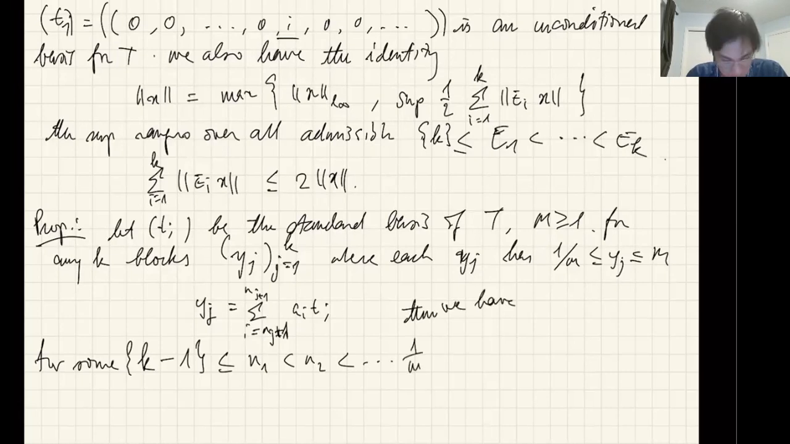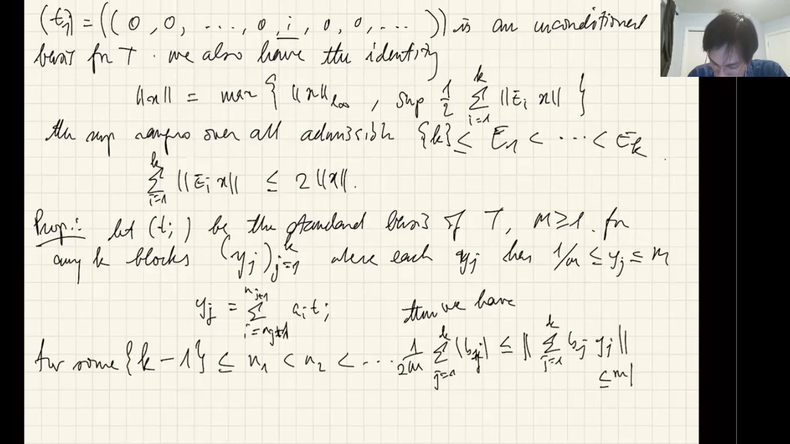1 over m times the sum j equals 1 to k of ej less than or equal to the norm of the sum j equals 1 to k of yj, less than or equal to, sorry, there's a 2 here, 2m times the sum j equals 1 to k of ej. Sorry, this notation is really horrible.